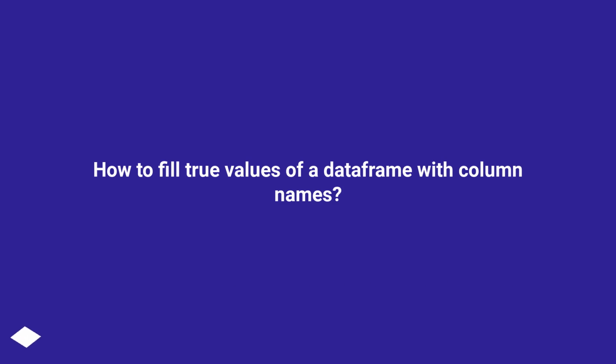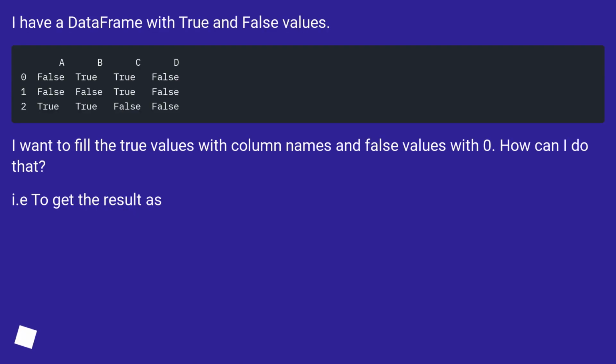How to fill true values of a data frame with column names? I have a data frame with true and false values. I want to fill the true values with column names and false values with zero. How can I do that? I need to get the result as.